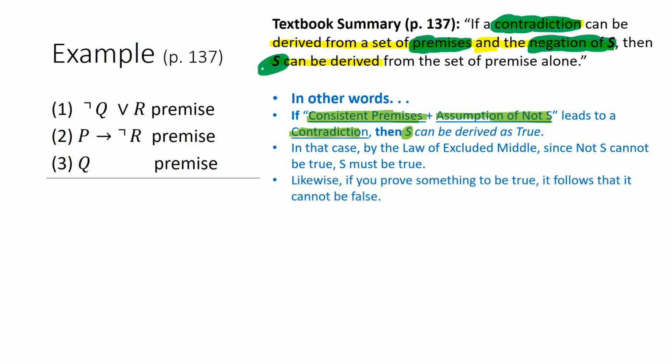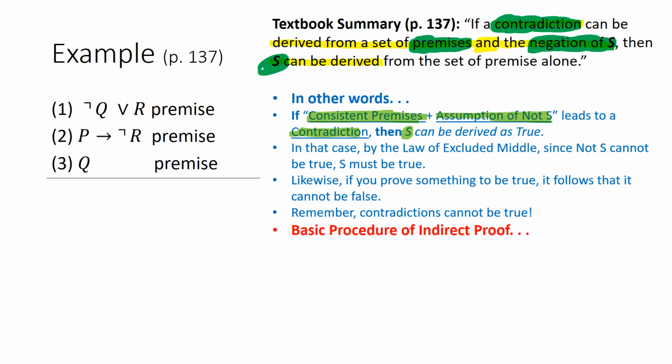Likewise, if all the double negations confuse you, just think about it this way. If you can prove something to be true, it follows that it cannot be false. It's the same basic logic. Remember, contradictions cannot be true. In indirect proof, we're showing a contradiction. We're showing an absurdity.